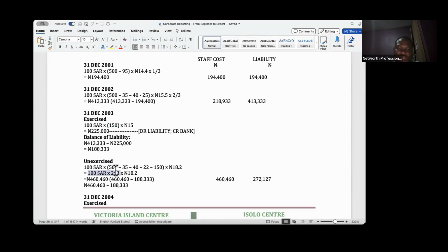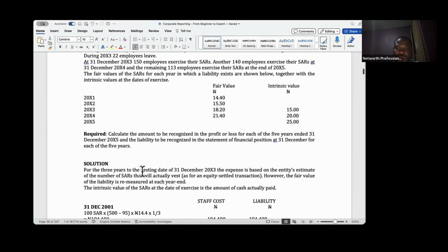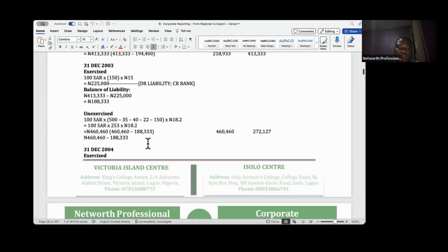If you do your math and multiply it by the fair value of that right at the end of year 3, which is this 18.2, that gives a valuation of 460,460. So again, as against what I have here as the balance of my liability, when I value those that have not exercised, I see that what I'm actually owing is 460,460.